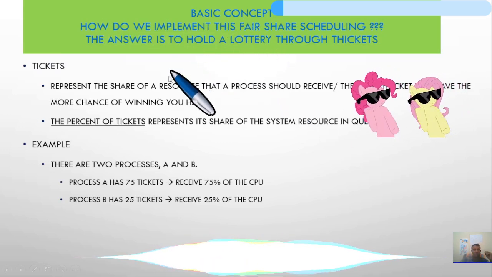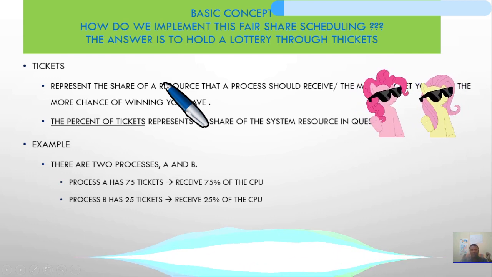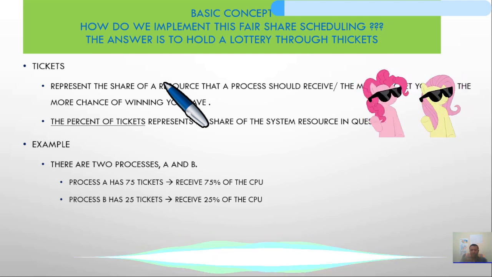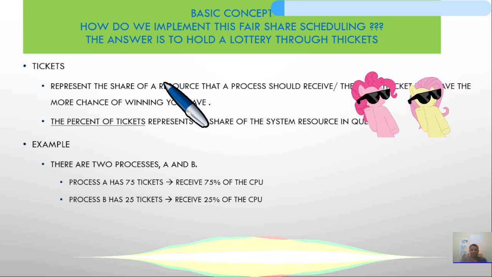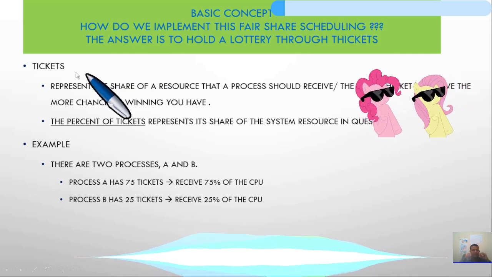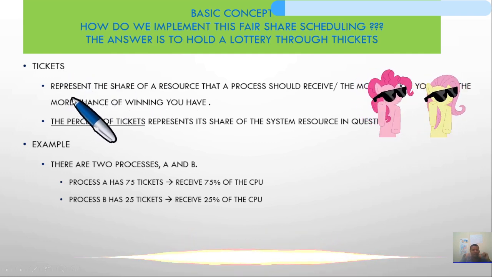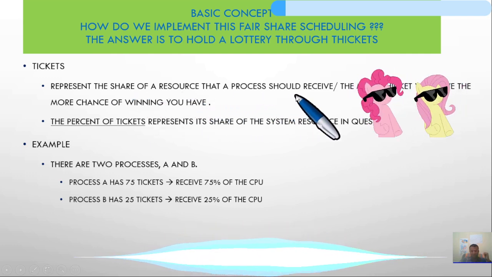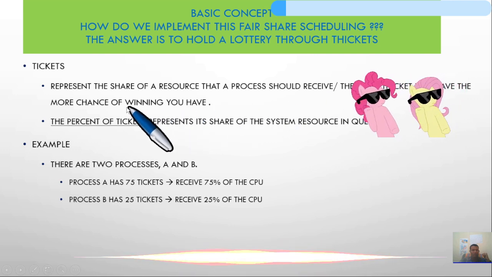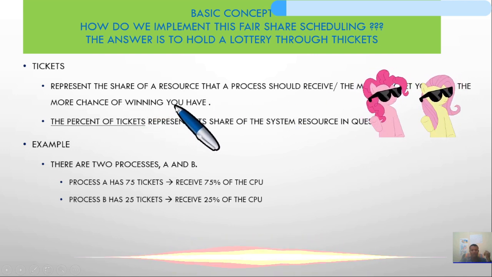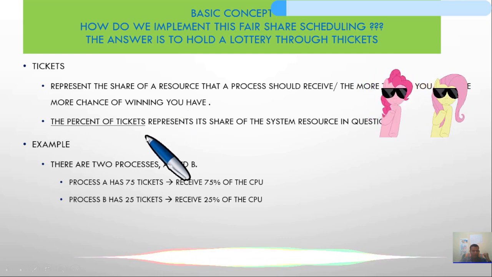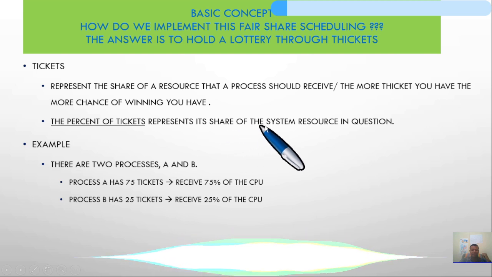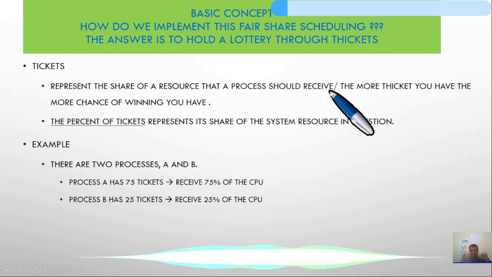So the basic concept: how do we implement fair share scheduling? The answer is to hold a lottery through tickets. These are the main idea. So what is a ticket? A ticket represents the share of a resource that a process should receive. The more tickets you have, the higher the probability of winning. So the percent of tickets represents each process's share of the system resource in question.